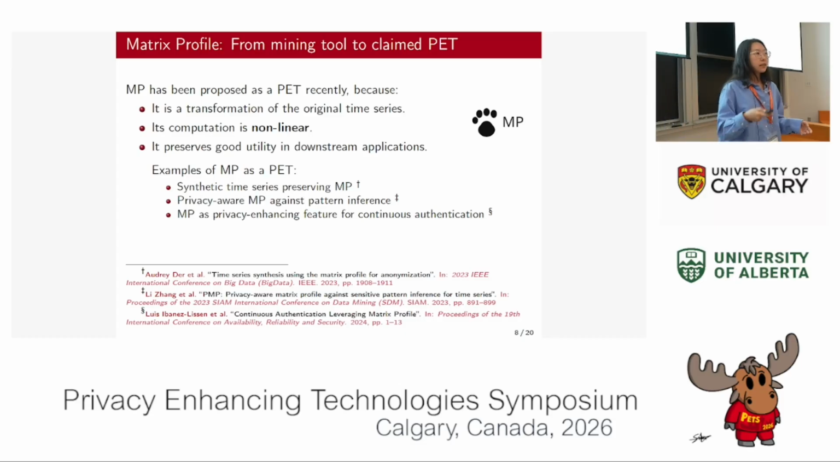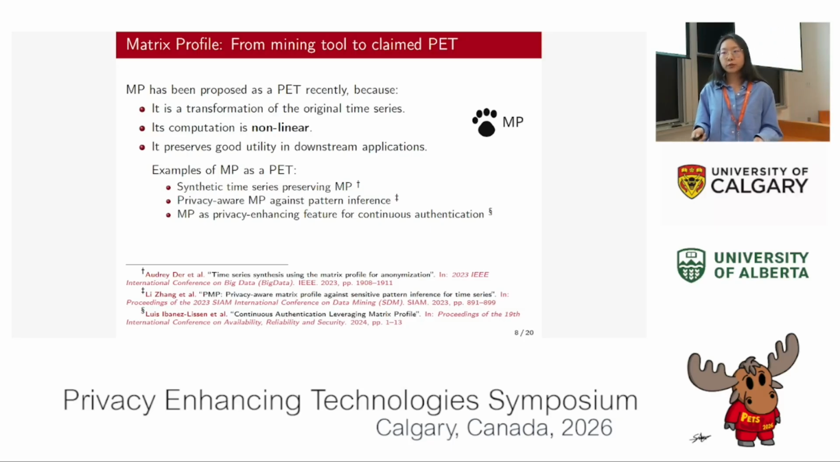And recently, it attracted more attention because it has been proposed as a privacy-enhancing technology. Why? Because it's a transformation of the original time series, and it contains argmin and min, which are nonlinear functions. And what is important is that it preserves good utility in downstream applications.